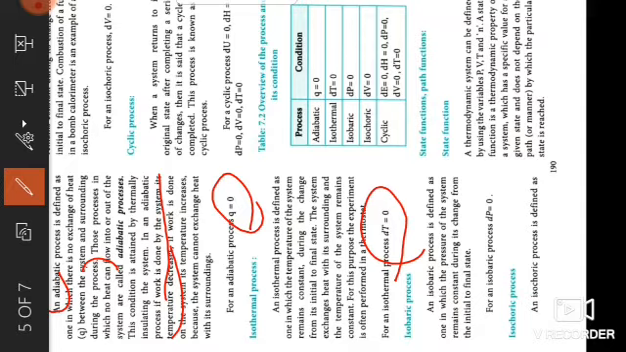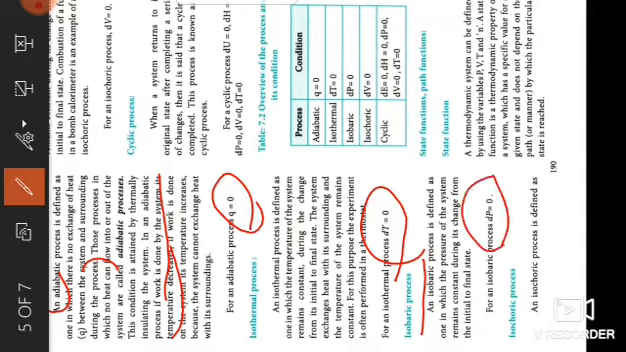So what is meant by isobaric process? Isobar means pressure. So the pressure remains constant during changes from initial state to final state. What is isothermal? The temperature remains constant. What is meant by isobaric process? The pressure remains constant during changes from initial state to final state. So that is dP is equal to 0.